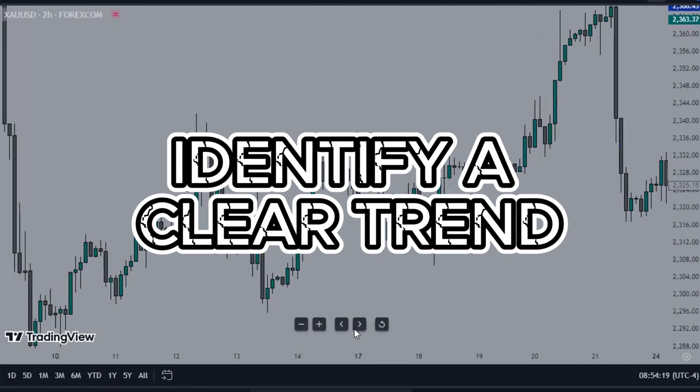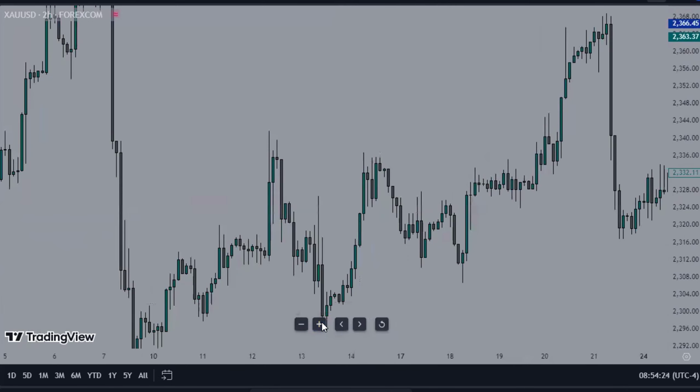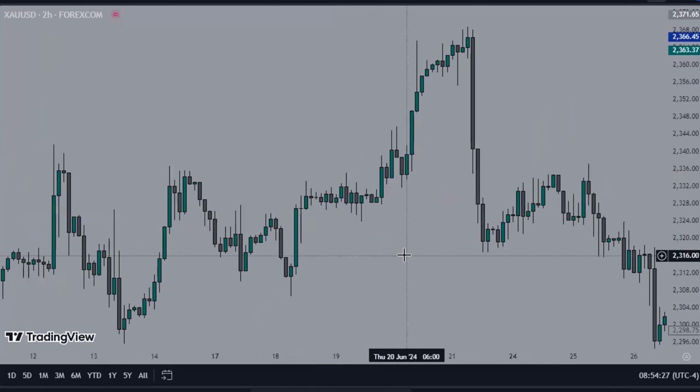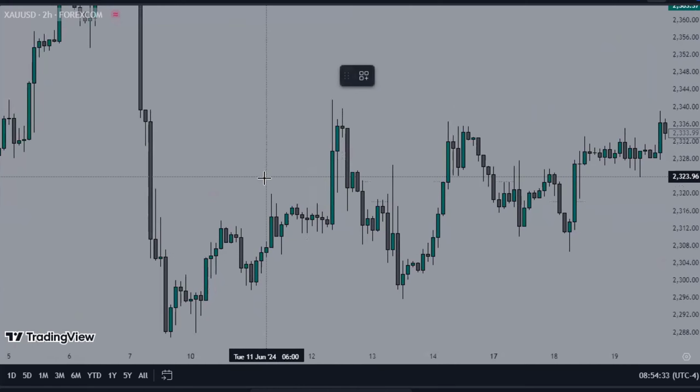A trending market is simple. A market where we see consistent higher highs and higher lows is an uptrend. A market where we see consistent lower lows and lower highs is a downtrend, right? So in this case here, we clearly see that we're in an uptrend. How do we know that? Because we are breaking highs to the upside.